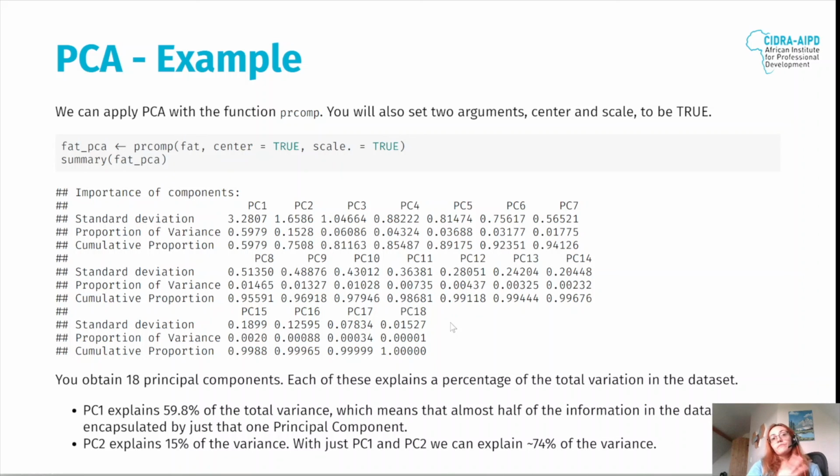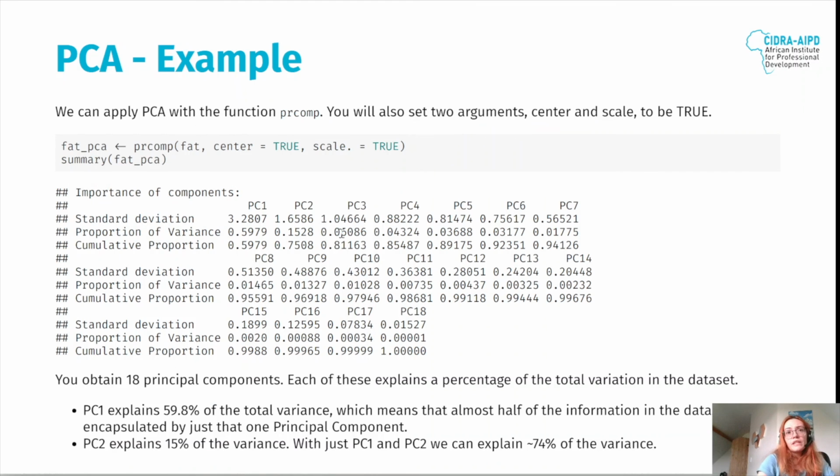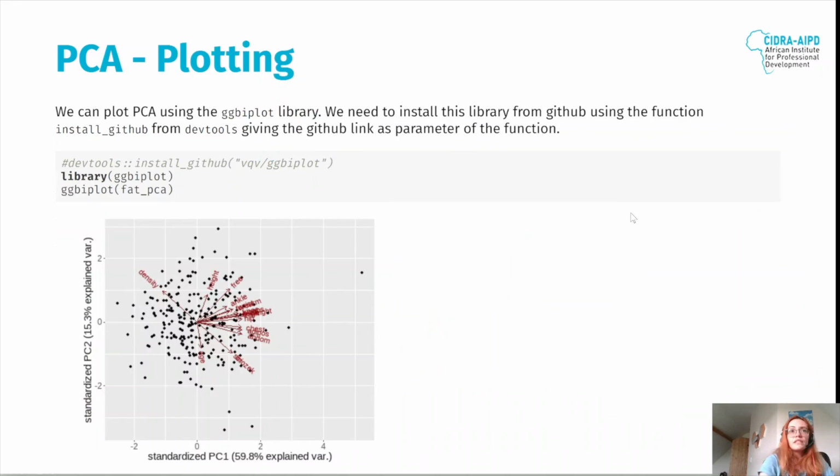For some applications, you might need to explain, I don't know, at least 90% of the variability in the data set, so you would say I need 6 principal components. For others, you might need even more, more than 95%, so you need 8. You might need at least 80%, so you need 3. That all depends on the context. I'm just going to choose 2 because 75% is enough for the example.